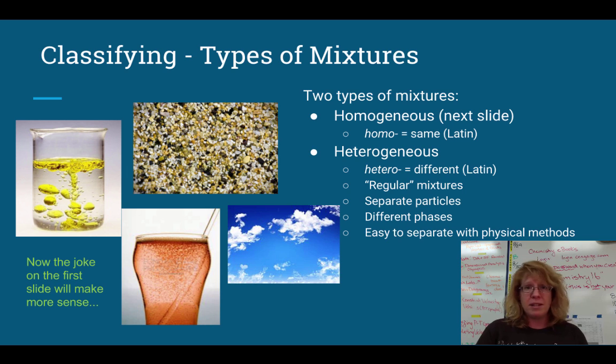You actually have two separate phases there. You've got the liquid part of the soda, and then the gas part, the bubbles. They're actually mixed into the liquid part.